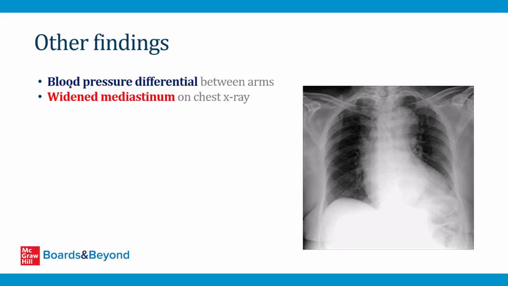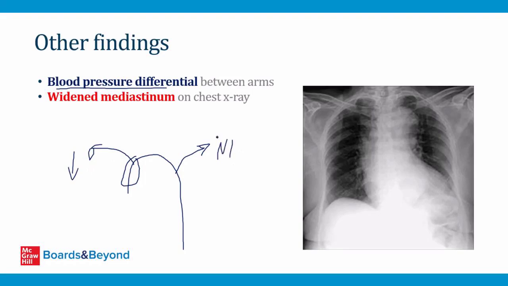Other findings you can see on physical exam include a blood pressure differential between the arms. So imagine this is the aortic arch right here, and imagine that we have blood flow here going out to the left arm and blood flow over here going out to the right arm. Well, if the dissection only involves this area here, then you could get low blood pressure over here in the right arm and normal blood pressure over here in the left arm. That's called a blood pressure differential. Blood pressure should be close to identical in the two arms. When they're different, that's one of the findings you can see in aortic dissection.